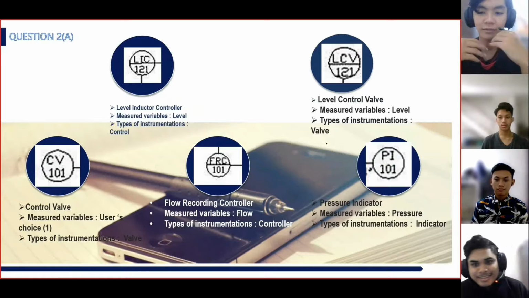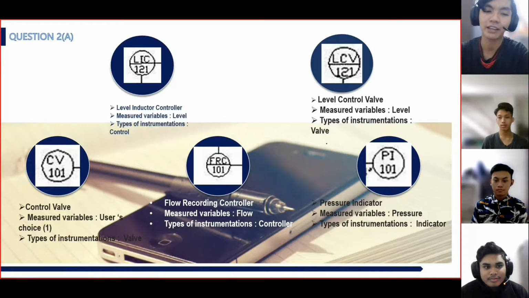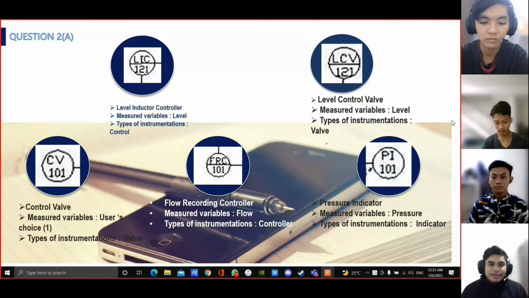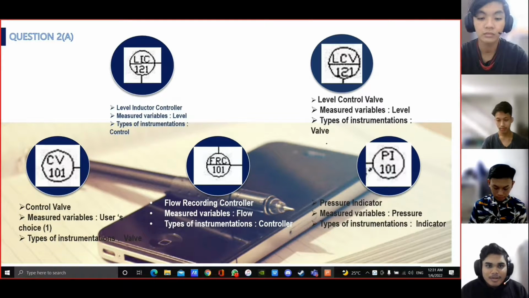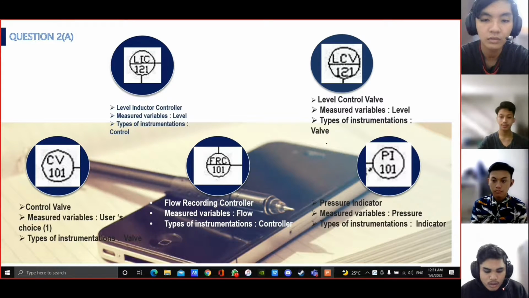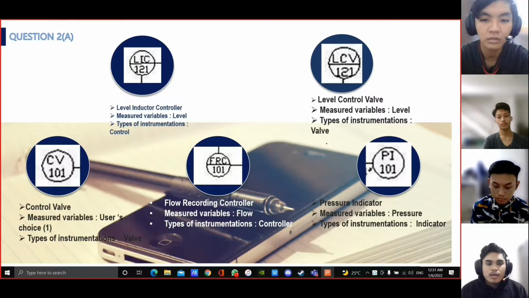That is all for me. I'm going to pass it next to Airull Aiman. Hello, my name is Aiman Ariffin and my matrix number is 33DI20F1013. For question 2, the first question is to identify the measured variable and type of instrumentation used at loop 101 and loop 121.